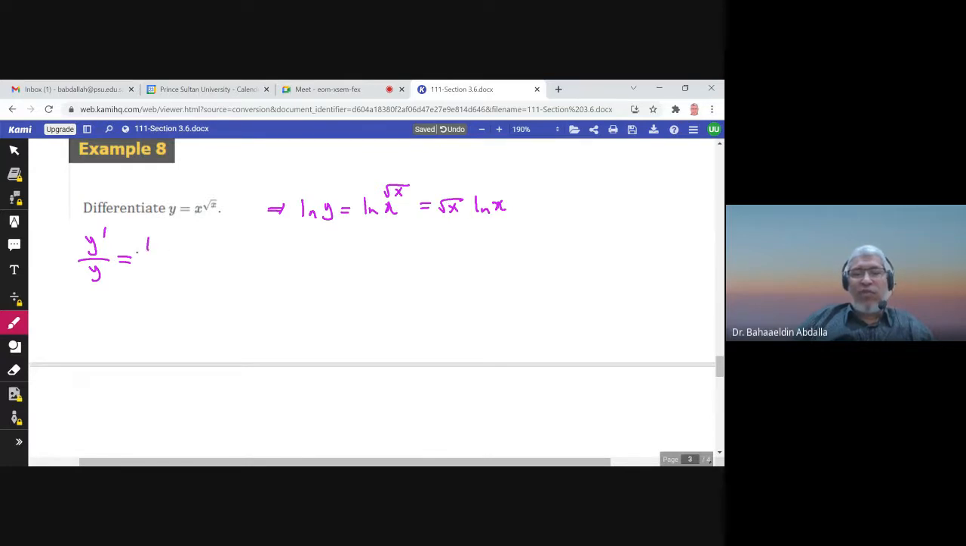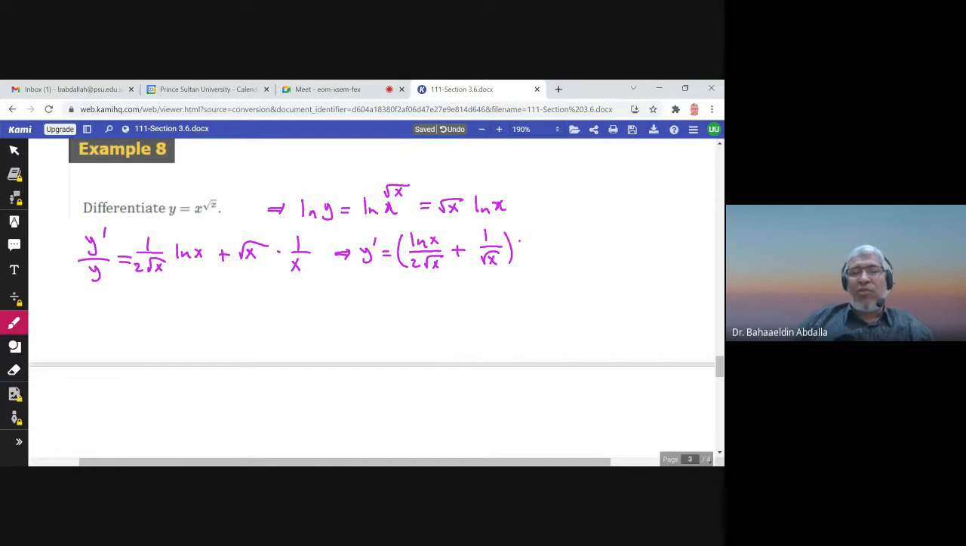The derivative of square root of x is 1 over 2 square root of x, times ln x, plus square root of x times the derivative of ln x, which is 1 over x. And now I can write y prime equals ln x over 2 square root of x, and here square root of x over x can be written as 1 over square root of x, because this is x to the power half and this is x to the power 1.